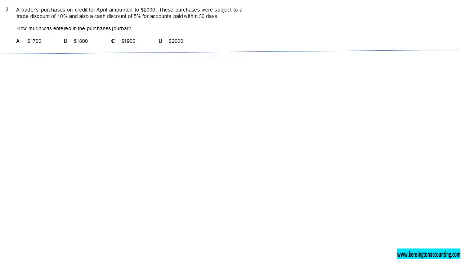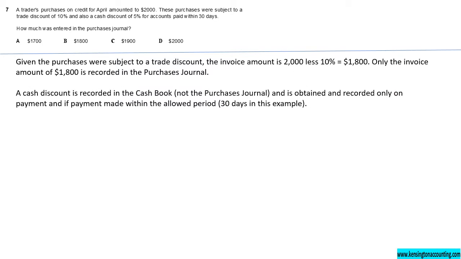Question 7. A trader purchases on credit for 2,000. This purchase was subject to a trade discount of 10% and also a cash discount of 5% if paid within 30 days. Now, given the purchase was subject to a trade discount, the 2,000 will be subject to a deduction of 10%. Therefore, this is the invoice amount. Okay, 1,800 is the invoice amount.